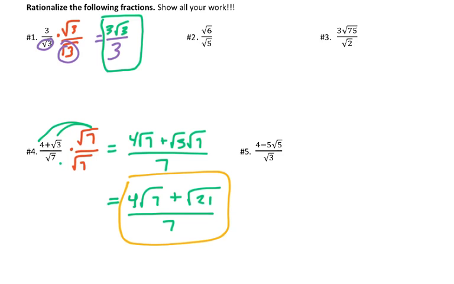Again, not necessarily easier, right? But the denominator has been what we're calling rationalized, and so that is our solution.